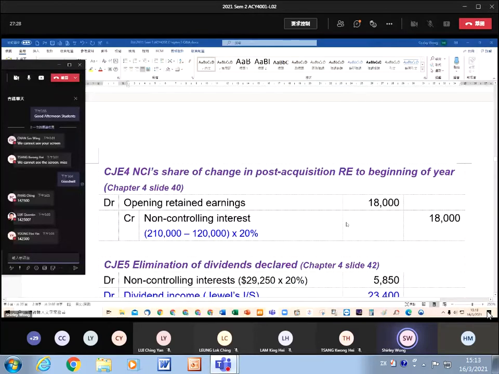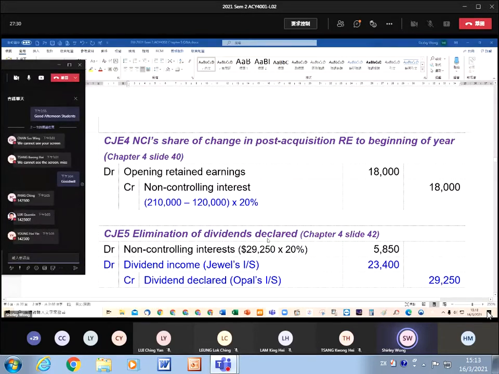And then CJE number 5 is elimination of the dividend declared. These 2 items you can find in the income statements. For dividend income, you can find it in the holding company's income statement. For the dividend declared, you can find it in the income statement of the subsidiaries. When the company declares, 20% belongs to the NCI. Again, we have learned this technique in chapter 4, slide 42. Therefore, the entry is debit NCI, debit dividend income and credit dividend declared. This is called elimination of dividend declared.